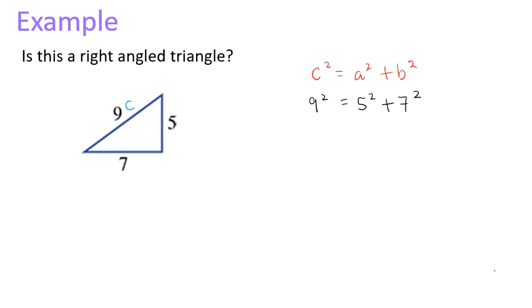Then I just need to put this in the calculator, so 9 squared is 81, 5 squared is 25, and 7 squared is 49. Now I need to work out if they equal the same. 25 plus 49 equals 74. So they are not the same. So I'm going to put a line through like that. So they're not equal, therefore it is not right-angled.